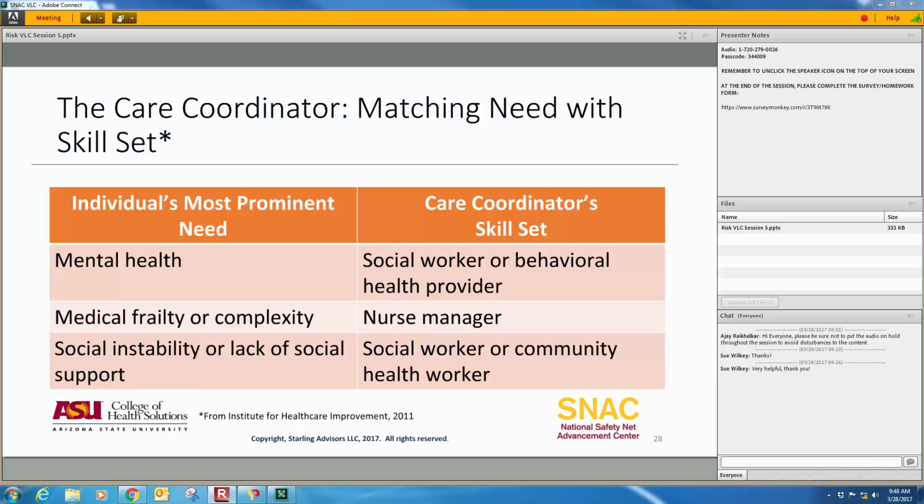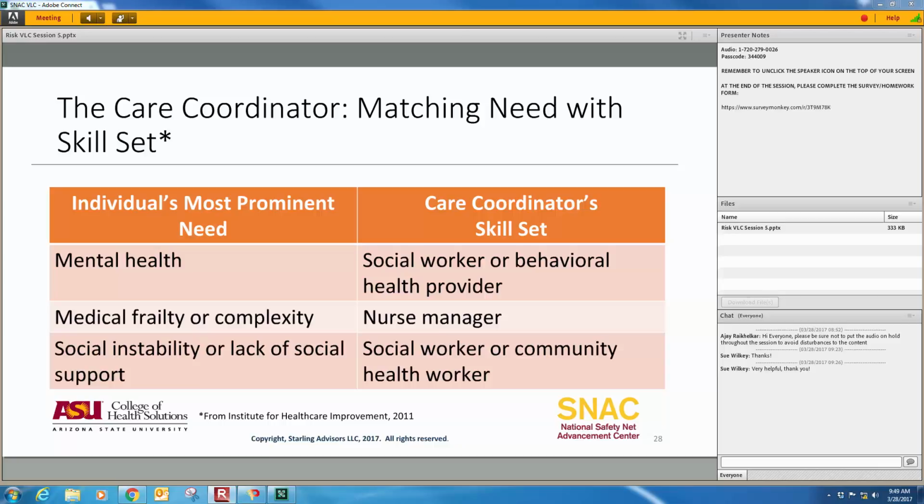So, for example, if you've got a patient whose presenting issues are most focused on mental health, then the care coordinator skill set would likely be somebody like a social worker or a behavioral health provider. If that patient was highly medically complex or frail, the care coordinator is likely to be a nurse manager or somebody who functions in that capacity with the nursing perspective. And if the patient's main issues center around social instability or lack of social support, somebody who can fulfill the role of care coordinator would include a social worker or even a community health worker.